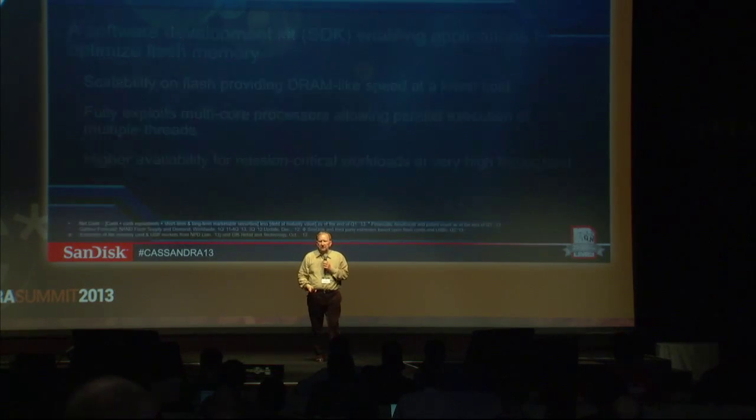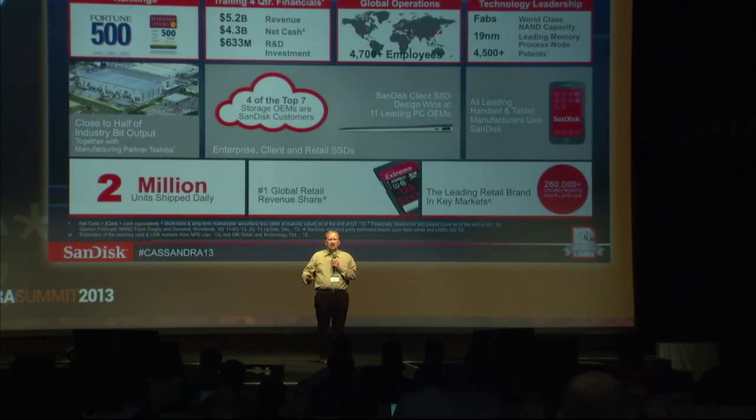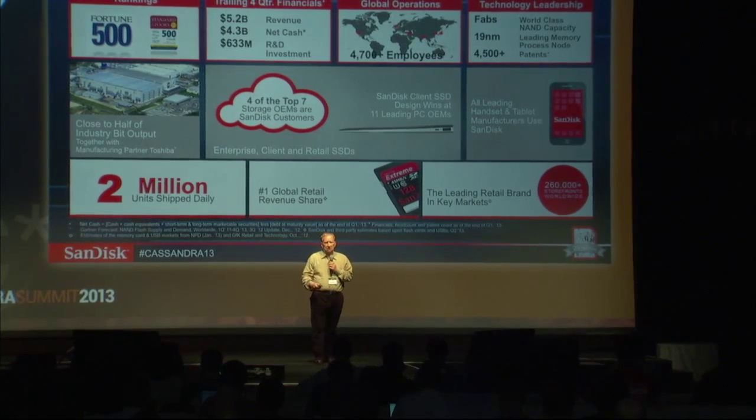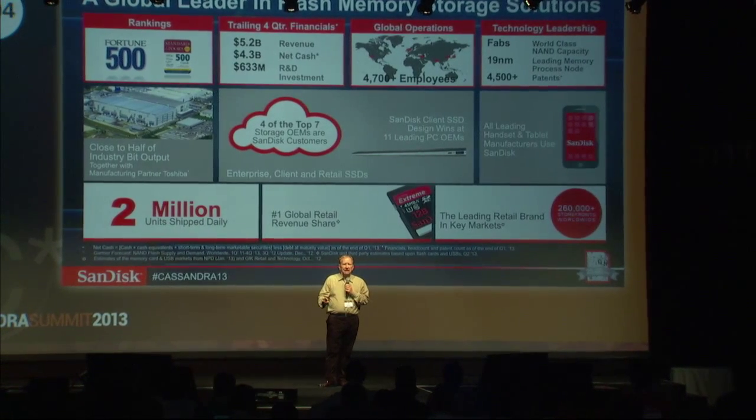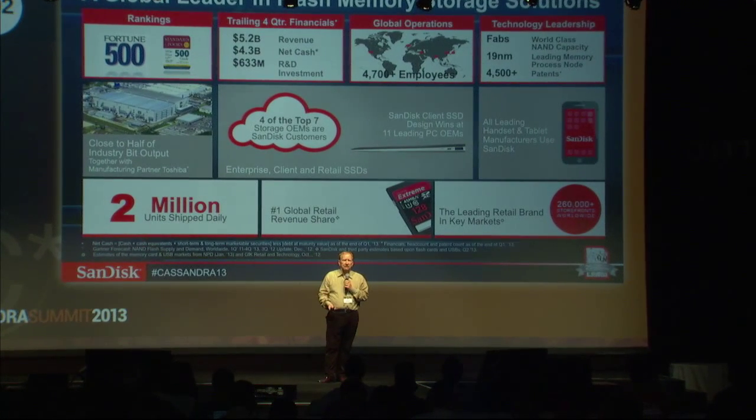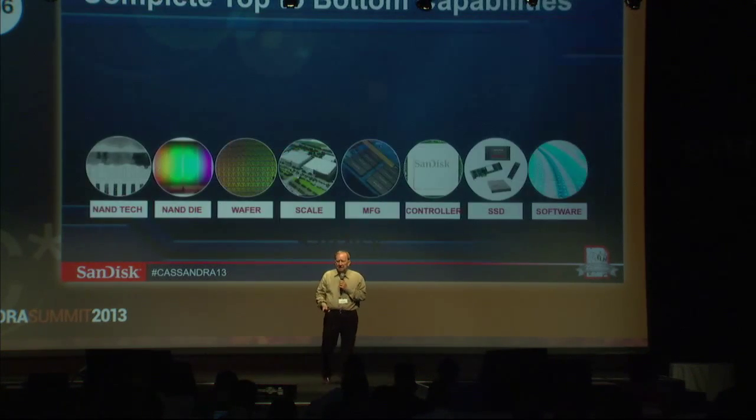A little bit about SanDisk. SanDisk is a $5 billion revenue company. So half the flash in the world is shipped by SanDisk. SanDisk basically invented flash technology 25 years ago. And SanDisk is committed to bringing the benefits of flash broadly to data centers. SanDisk spends $650 million a year on R&D to make that happen.